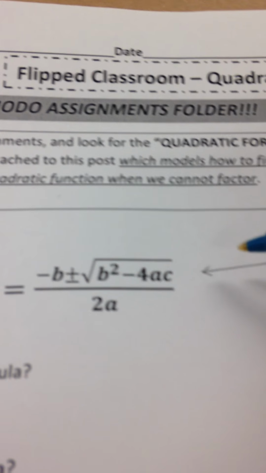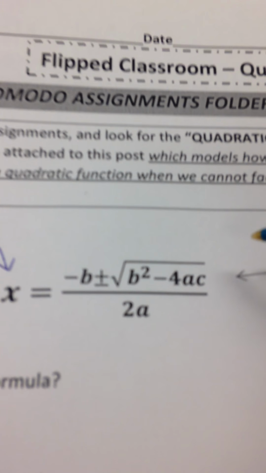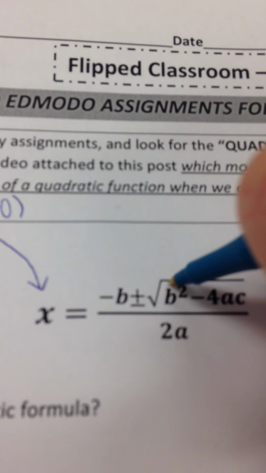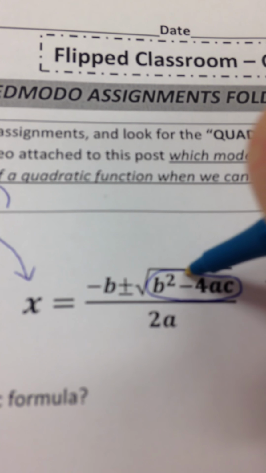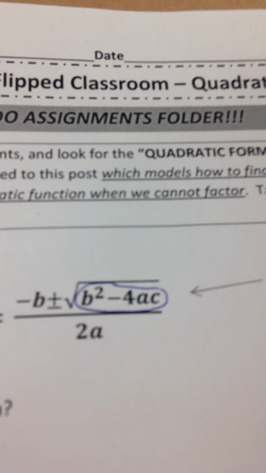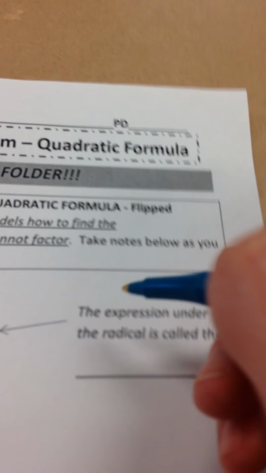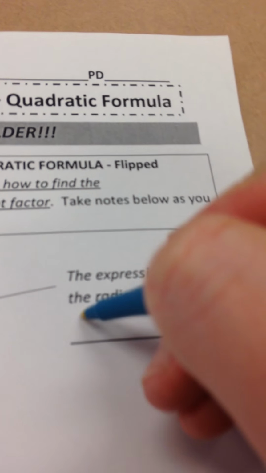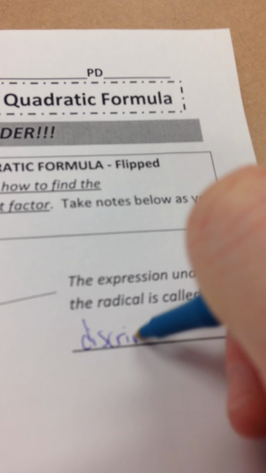So the other important thing about the quadratic formula is this expression here that's located underneath the radical. It has a special name. It's called the discriminant. So the expression under the radical is called the discriminant.